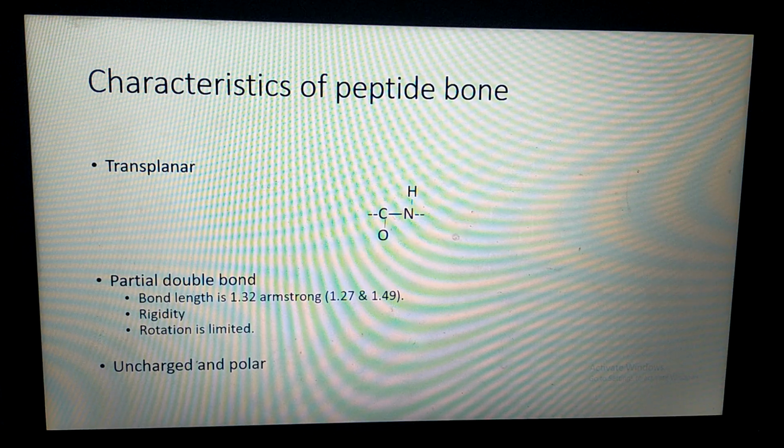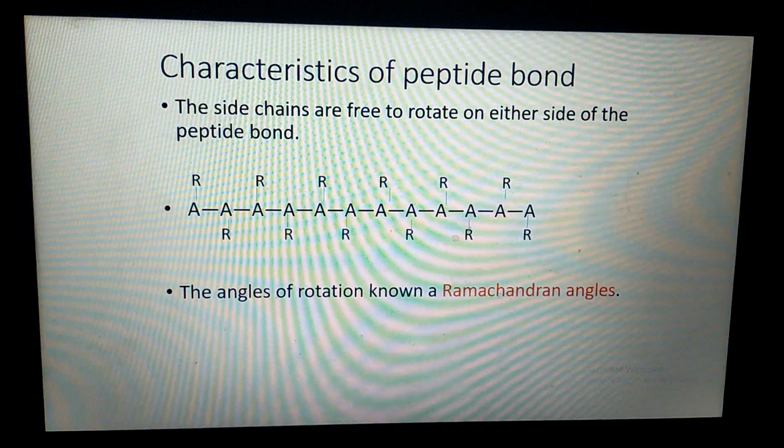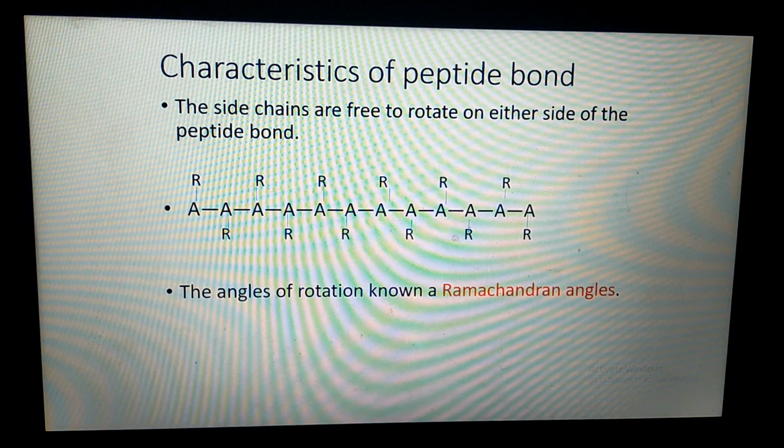This bond is rigid and it shows limited rotation of groups around the bond. This peptide bond is uncharged, but it is polar. So this is a polypeptide chain made up of amino acids, and the various side groups are shown by denoting R. These side chains are free to rotate on either side of the peptide bond. This angle of rotation is called the Ramachandran angles.